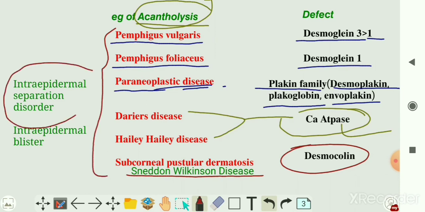intraepidermal disorder is seen. What is intraepidermal disorder? In intraepidermal disorder, keratinocytes get separated, that is acantholysis. Whenever the keratinocytes get separated, a gap is formed, and inside the gap, extracellular fluid accumulates. When extracellular fluid accumulates in this gap, there is the formation of intraepidermal blister.